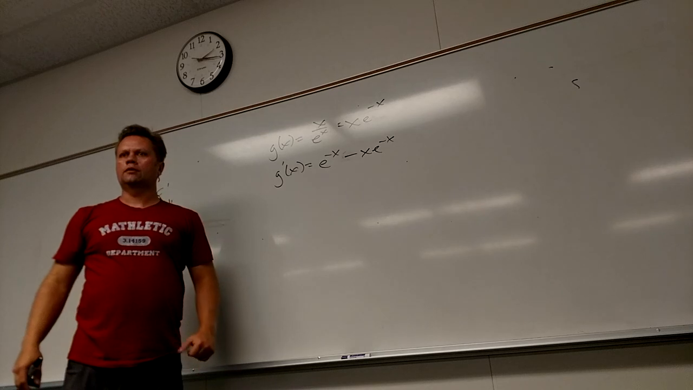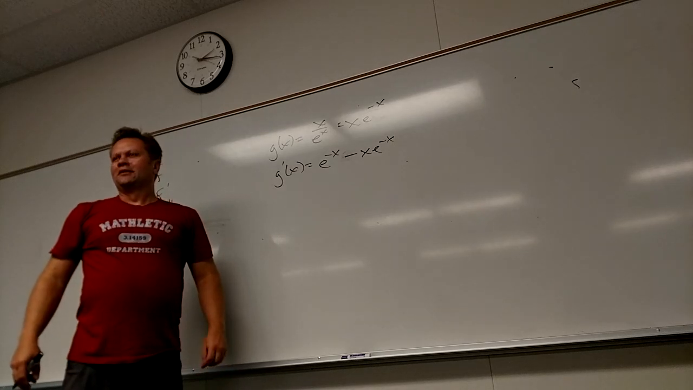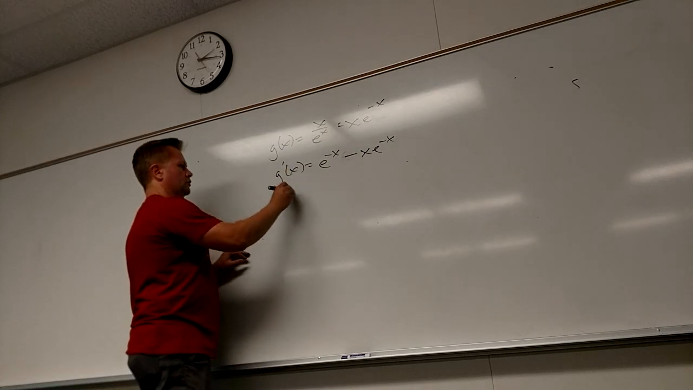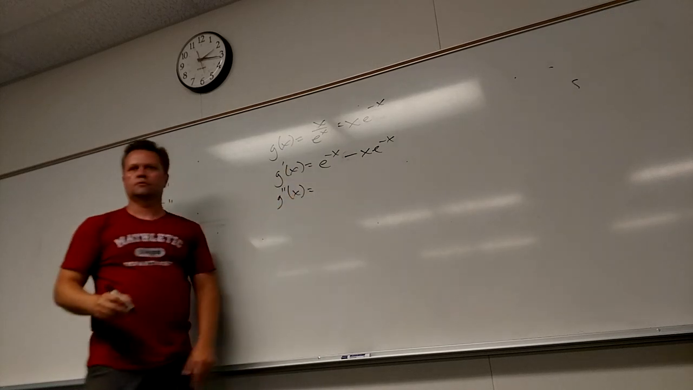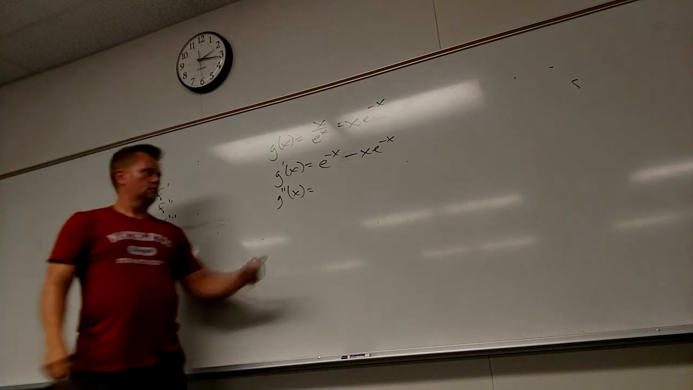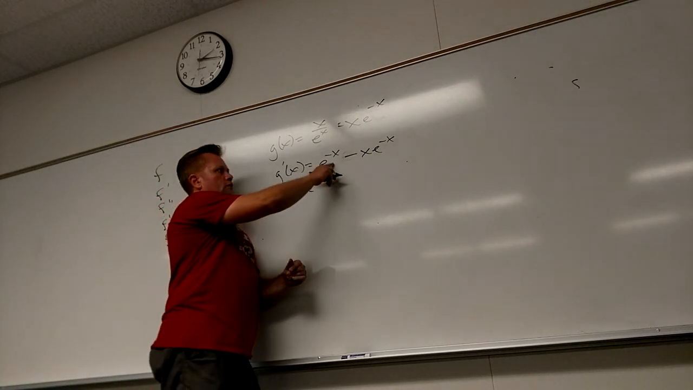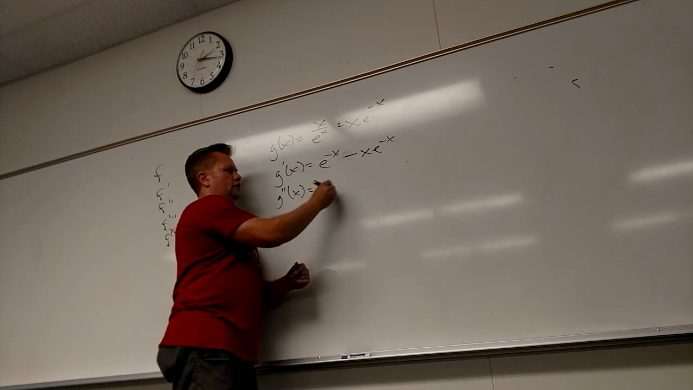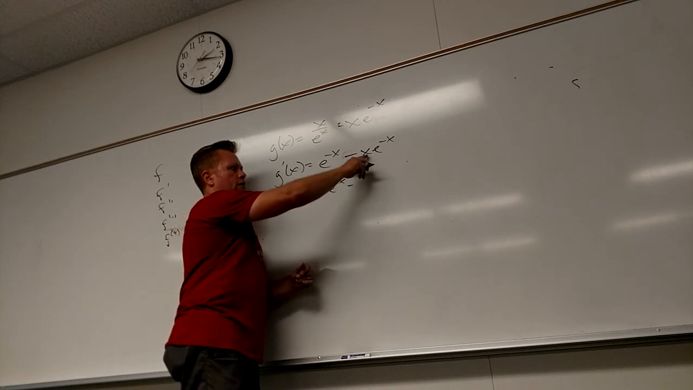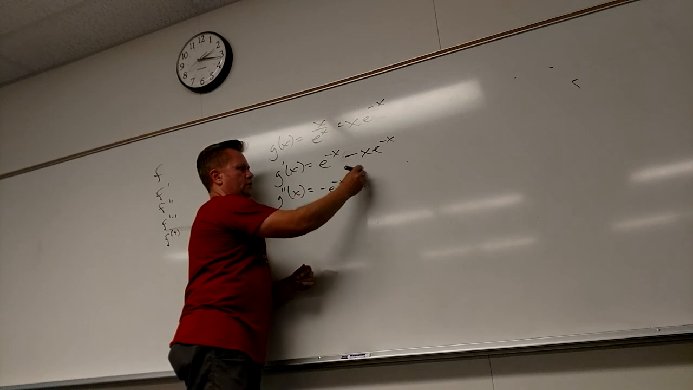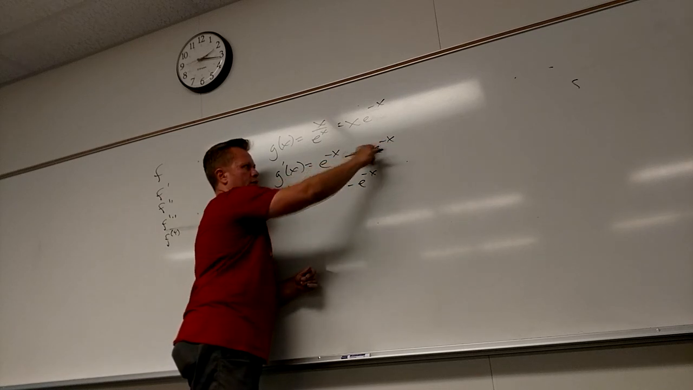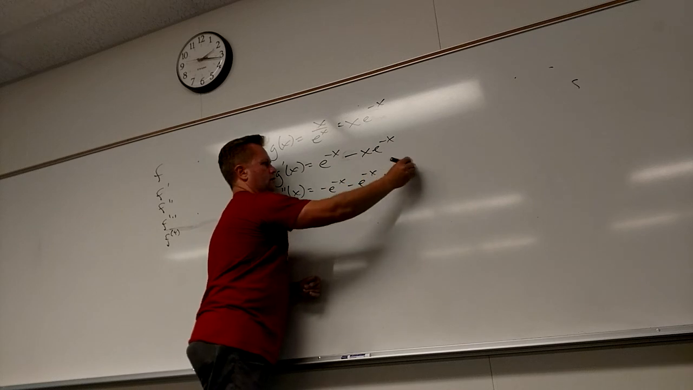Woohoo! Then you do it again. There's a better way to write this, but I'm not going to do it yet. Take the derivative. Negative e to the negative x, minus 1 e to the negative x, minus x e to the negative x times negative, so it'll be a plus x e to the negative x.